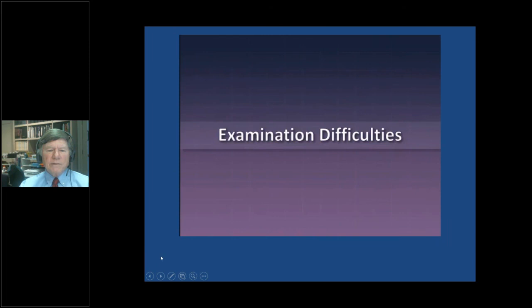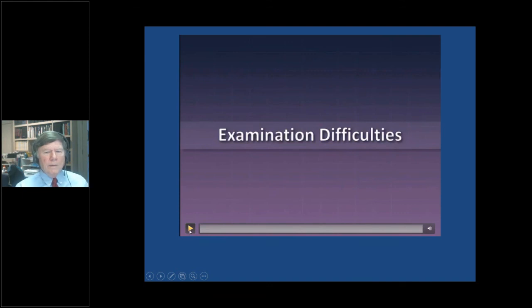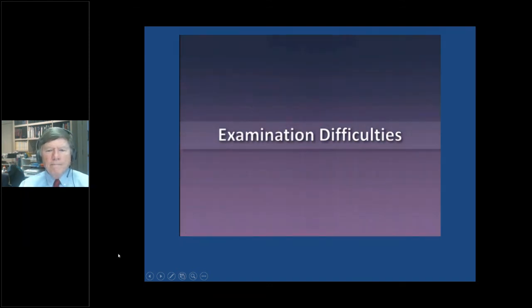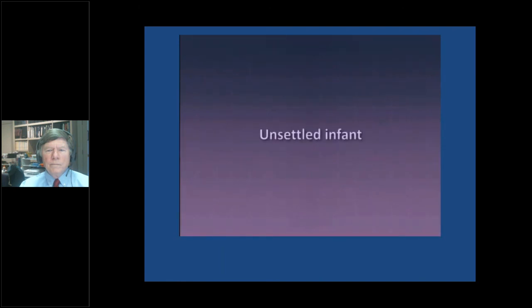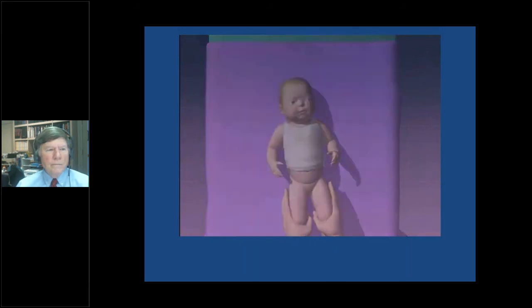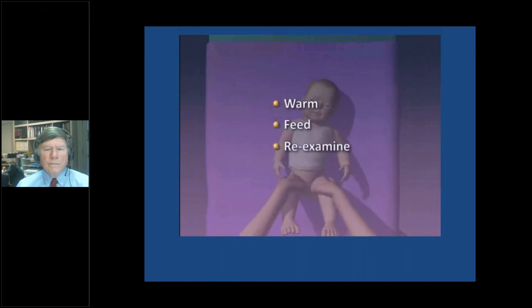So here are some examination difficulties. Sometimes a neonate or infant cannot be settled enough to be sure that the examination of the hips is normal. In the first instance, warm and feed the baby and attempt the examination again.